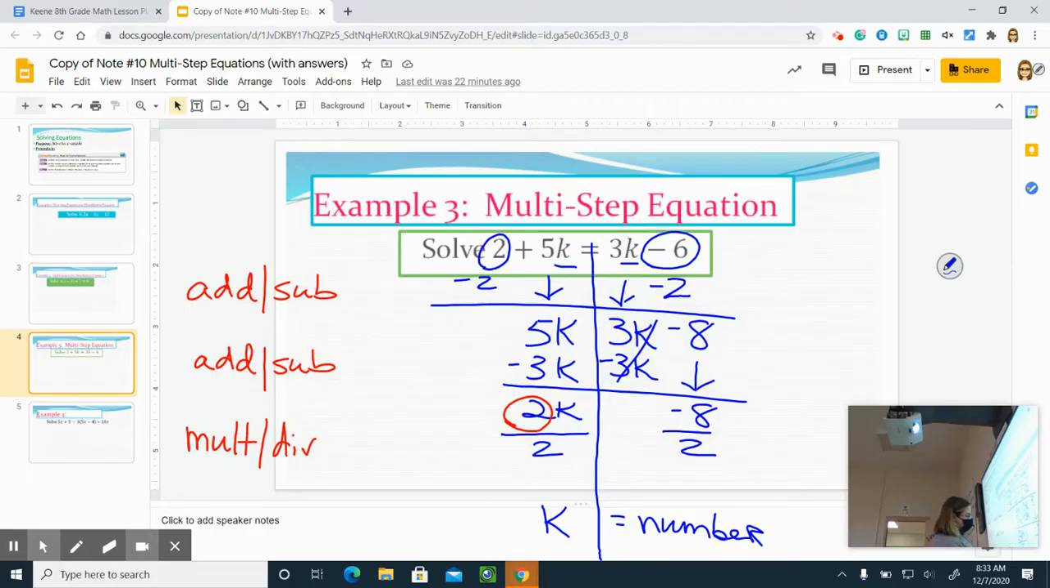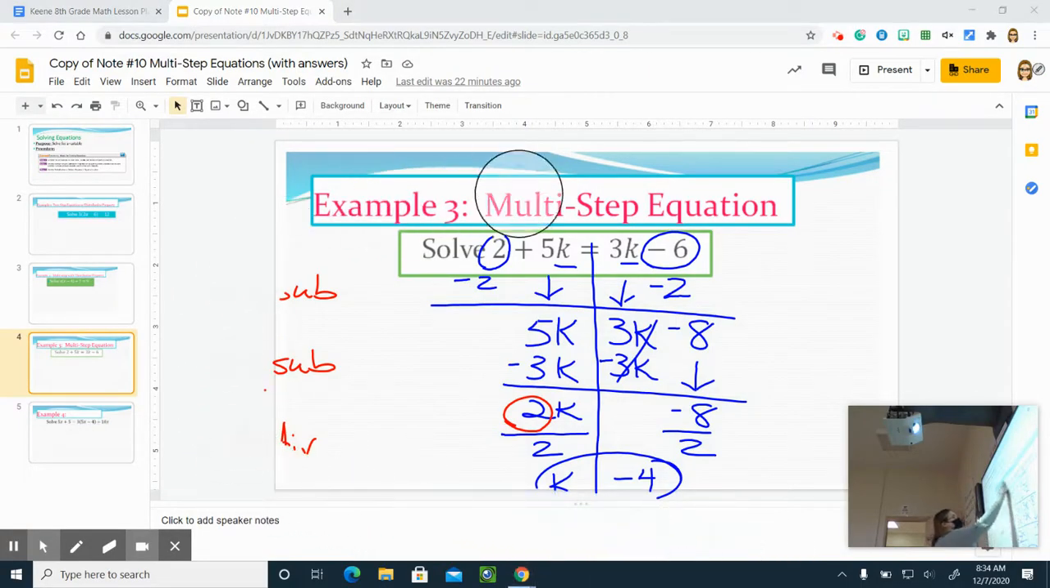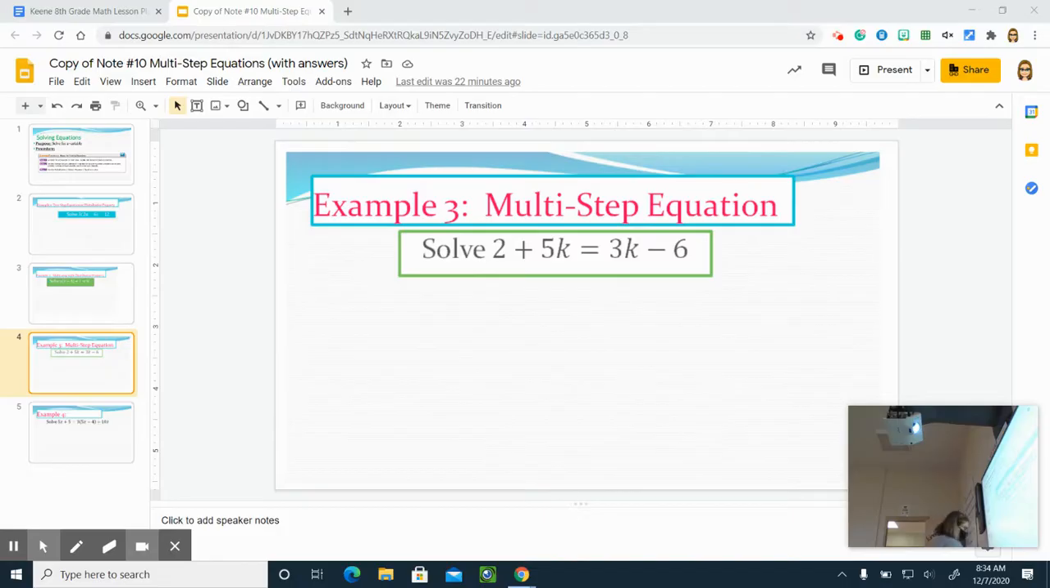All right. Now, our last example is one that is a multi-step, and it has distributive property. So let's tackle this.